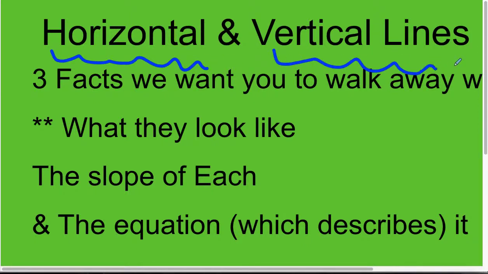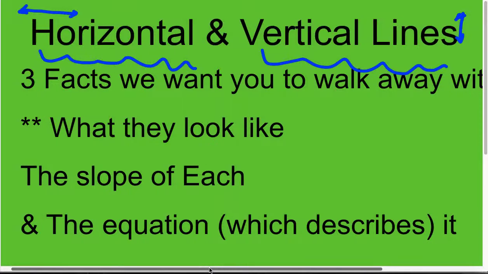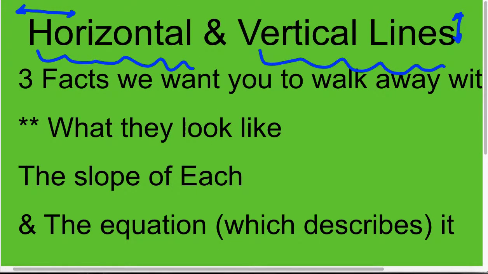Today we're going to be talking about two very special lines, horizontal and vertical lines. When I say a horizontal line, I'm hoping you're picturing a line that goes straight across. Mine's not so straight. And a vertical line goes straight up and down, north and south. Today I'm hoping that we can recall some things that you learned in Algebra 1.